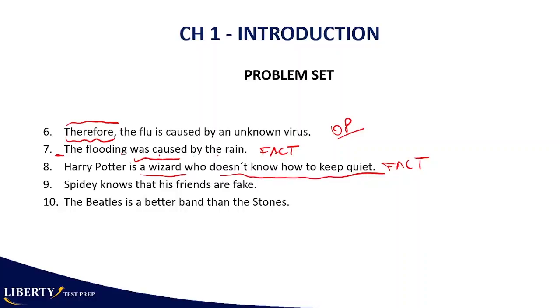Number 9, Spidey knows that his friends are fake. Okay, that looks also like a fact, because the author is giving it without any sort of hesitation. It's basically writing this sentence without any sort of doubt. He uses the verb knows, right? He knows, and there is no other keyword to indicate to us that this author has interpreted this concept from other evidence.